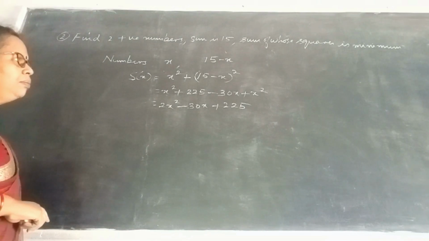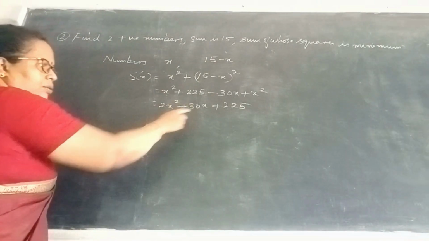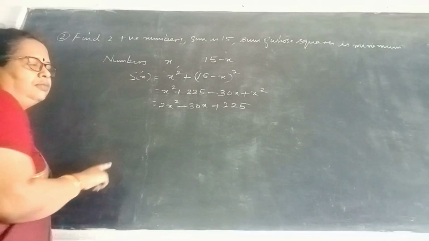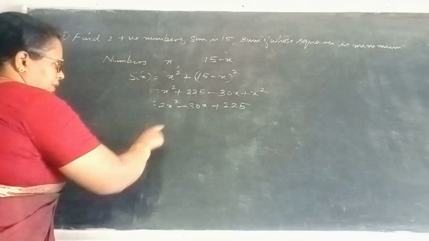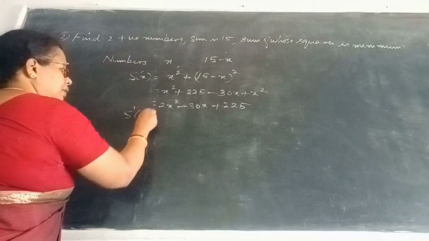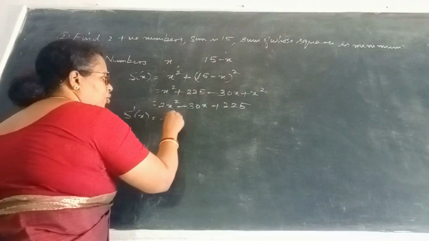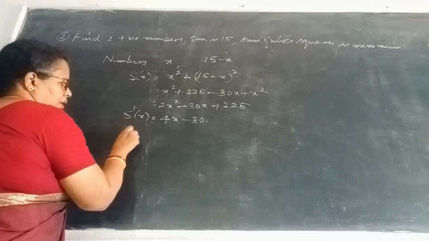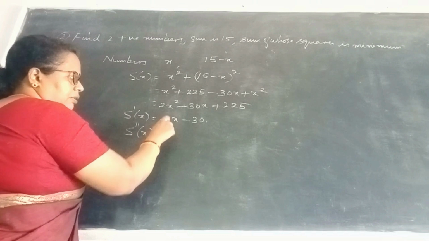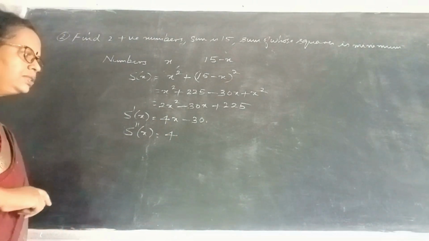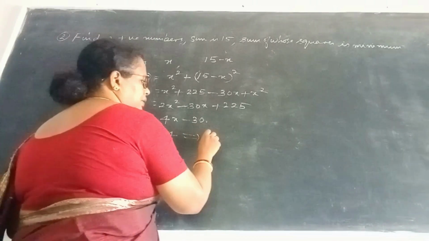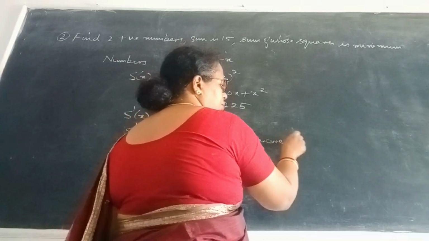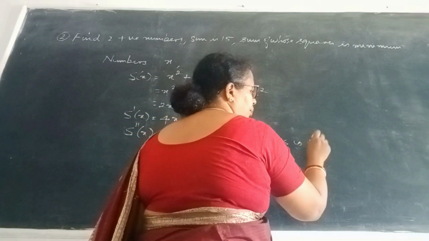This should be minimum when it is an extreme value, when the first derivative is 0, and to show it is minimum we should get the second derivative positive. So find the first derivative: s dash x is 4x minus 30. Find the second derivative: s double dash of x is 4. So we got a positive number. This implies what? Sum of squares is minimum.